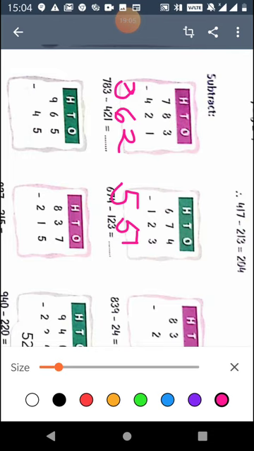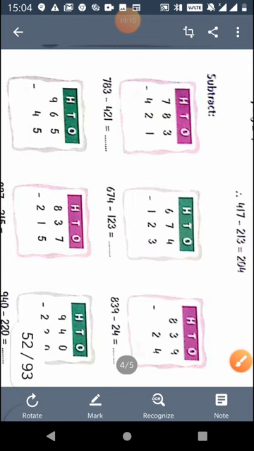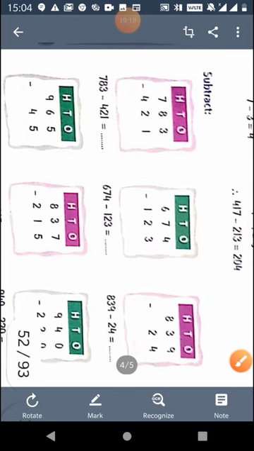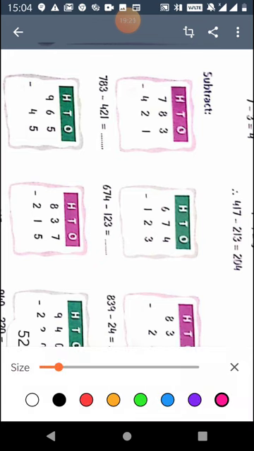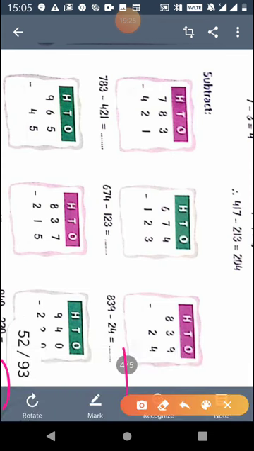Now next is 839 minus 24. This is 9 minus 4 is equal to 5. 3 minus 2 is equal to 1. And since there is no digit here, that means it is 0. Okay, if there is no digit, it means 0.